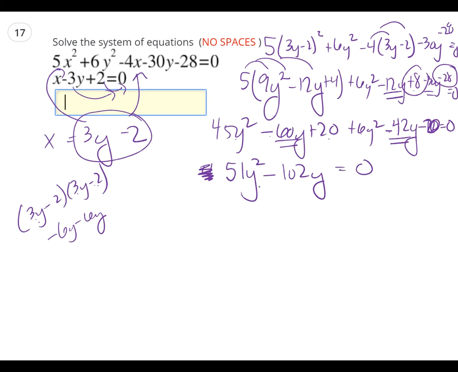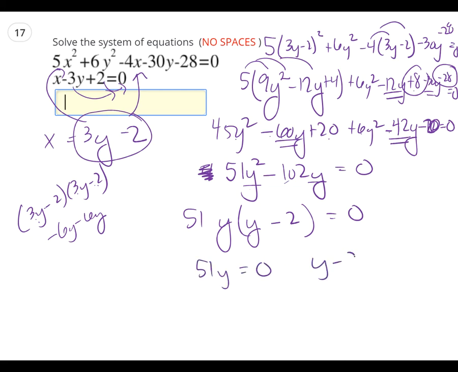Okay. What can I take out of this? It's the greatest common factor. So then the zero product property says 51y equals 0 and y minus 2 equals 0. So y equals 0 and y equals 2. What do I still need to do?